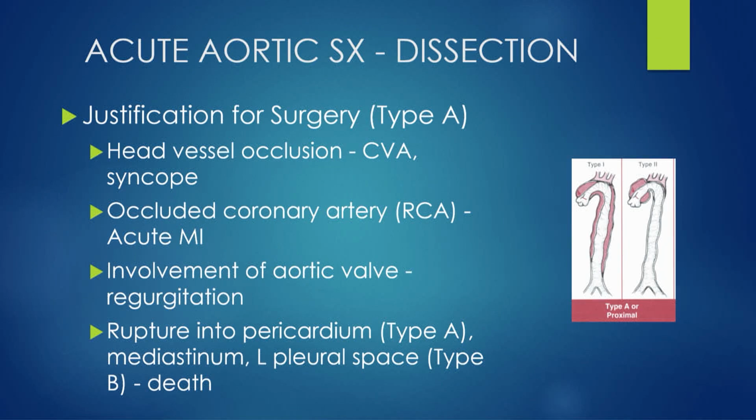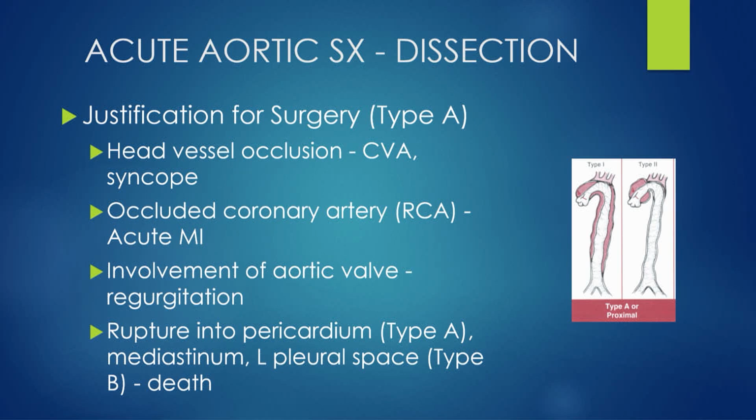The justification has always been, the real scary part of the type A's is that you can run into several complications, and those include stroke or syncope from head vessel occlusions, which Doppler would be good for checking out. Coronary artery occlusions, generally it's going to be the right coronary because of the way the flap occurs. Involvement of the aortic valve causing significant aortic regurgitation, necessitating replacement of that valve. And then finally, and most lethally, rupture into the pericardium. And that's something you want to be on the lookout for. You can have other ruptures, but they're less common.